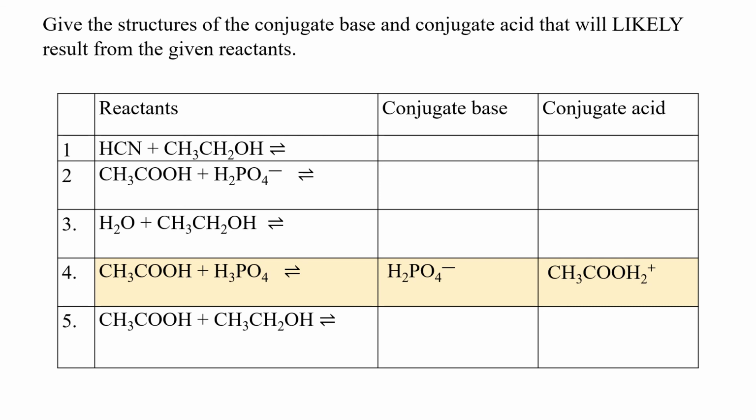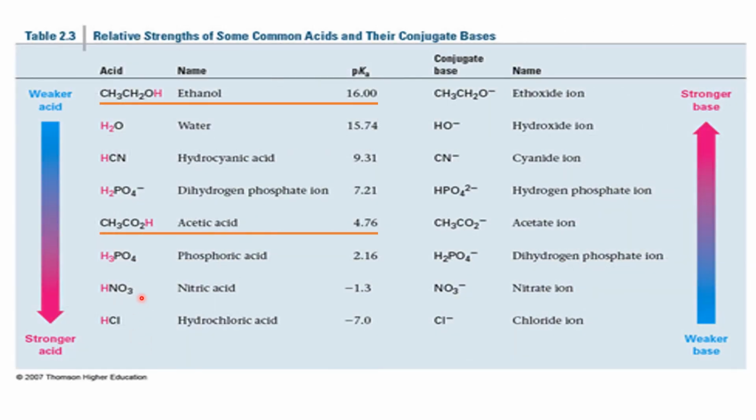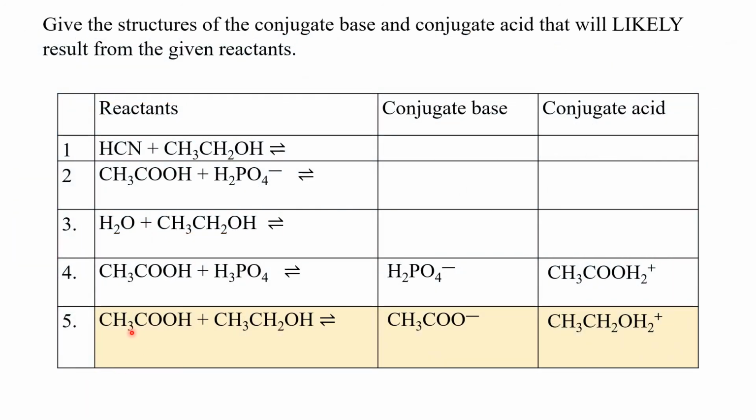Last question is about acetic acid and ethanol. Which is the stronger acid? Acetic acid. So this becomes the proton donor. And the reaction will become acetic acid donating a proton. So it leaves behind the acetate as the conjugate base, and the conjugate acid is the protonated ethanol.